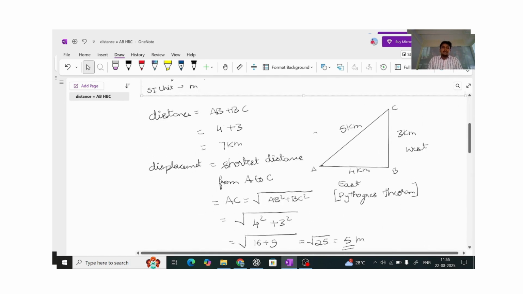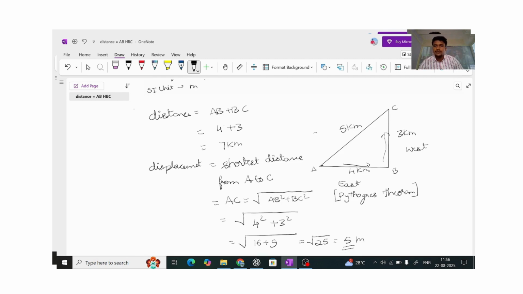To understand these two things, let's take an example. A man is walking from A to B in the east direction, and he walks from B to C in the north direction. We need to calculate both the distance and the displacement of the man. Distance is equal to the total distance traveled. The man moves from A to B, and then from B to C. So the total distance is AB plus BC, which is 7 kilometers.